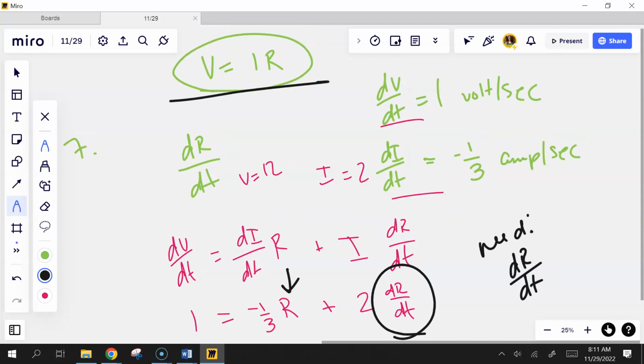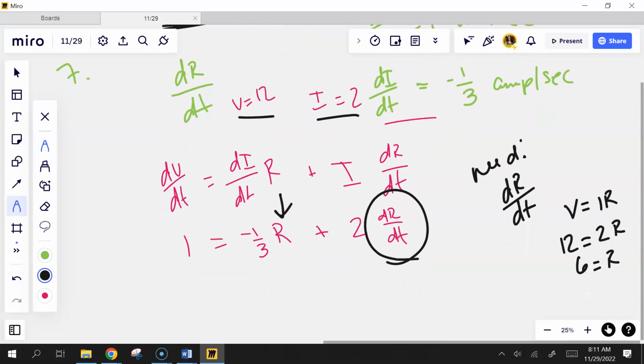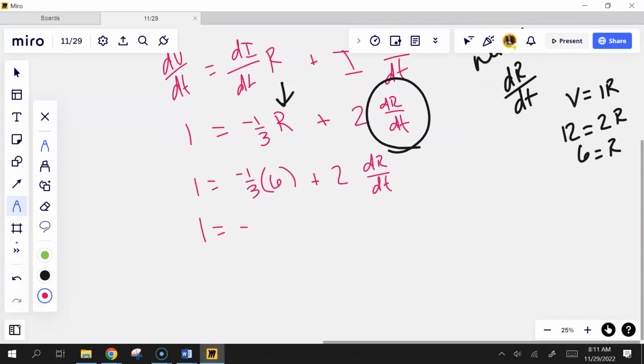So if you go back to that very initial equation, I have V and I have I, so it tells me that V equals I times R. So I can plug those values in. So if V is 12 and I is 2, then what is the value of R? 6. So I do actually have R in this case. So now I have 1 equals negative 1/3 times 6 plus 2 dR/dt. So you see how you're using everything you've been given.